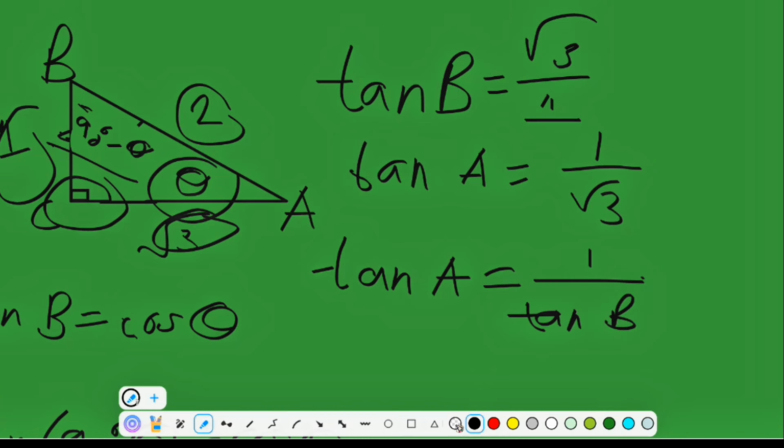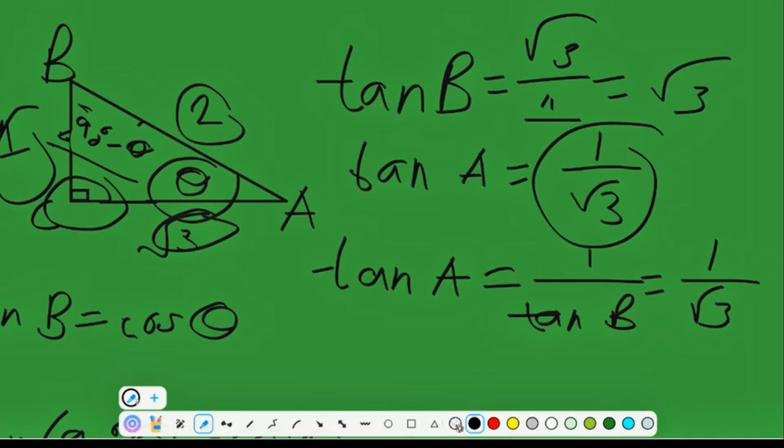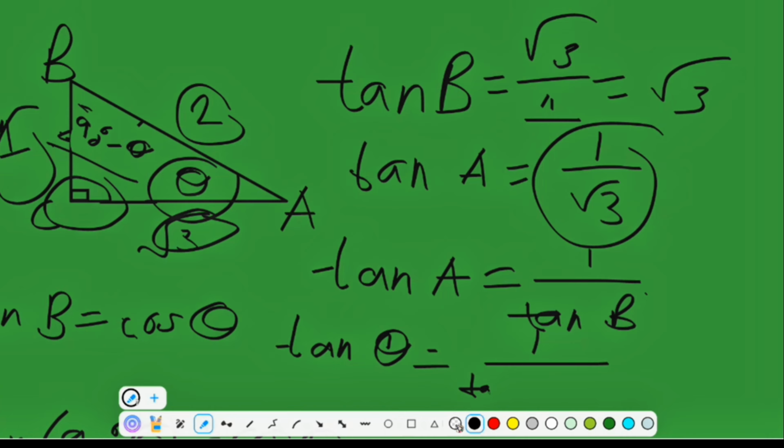Why are we saying that? Because if you put square root of 3 where we see tangent B, that will be square root of 3, right? What does it make? It gives us tangent A. If we put in tangent B, obviously square root of 3 over 1 is equal to square root of 3, right? So where we see tangent B and put in square root of 3, it will give us tangent A. So that's 1 over square root of 3. So that means tangent theta is equal to 1 over tangent 90 degrees minus theta.